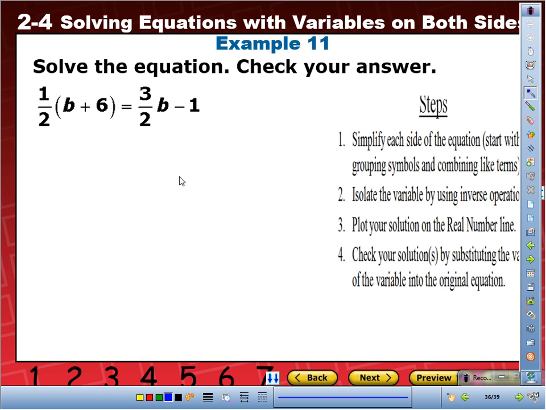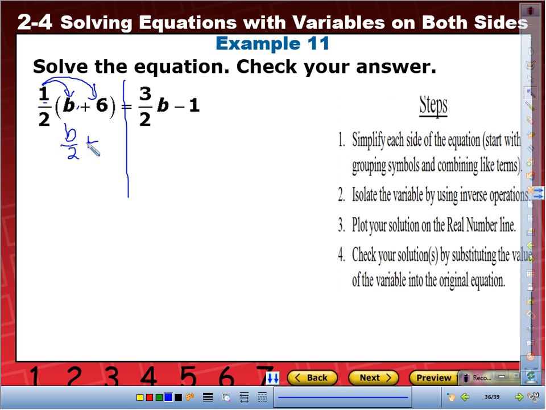Here we go. Line down the equal sign. Okay. Simplify each side. Start with grouping symbols. Right here, there's a grouping symbol. So I'm going to multiply this one in here. What is 1/2 times b? B over 2. Plus, what is 1/2 times 6? 6 over 2. Equals, this stays the same, 3 over 2 b minus 1.